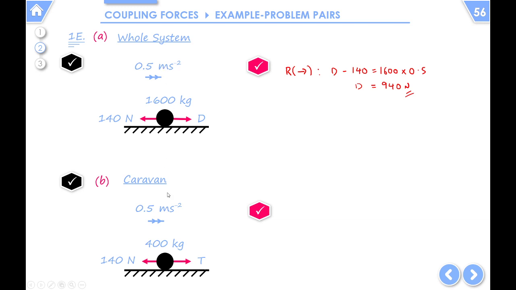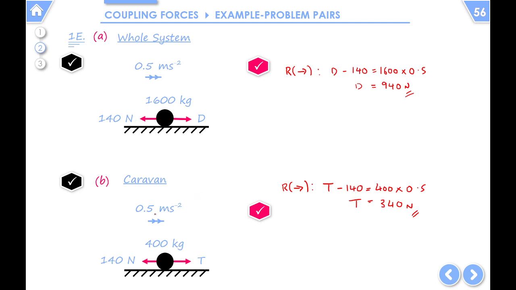Okay, notice that both of these have the same acceleration. And so we can do another force calculation. We'll resolve to the right again. Forces to the right, we've just got T. Forces to the left, minus 140. And in this case, the mass is 400 times 0.5. So if we add, half of 400 is 200, add the 140, we get T equals 340 newtons.